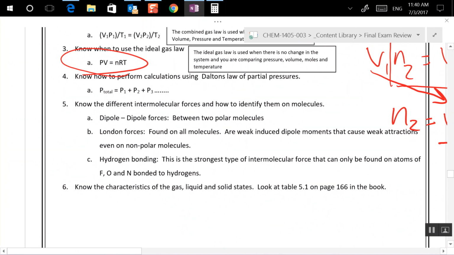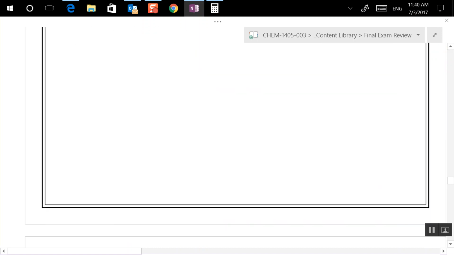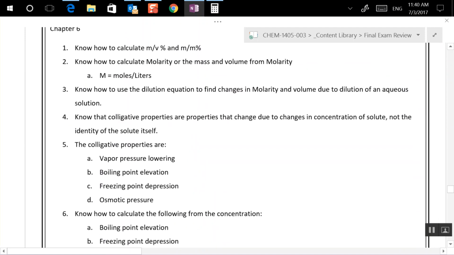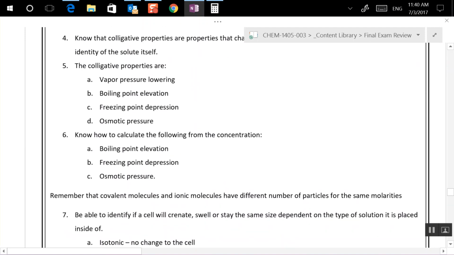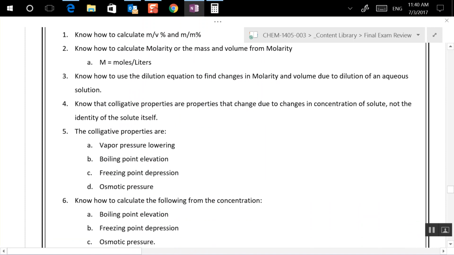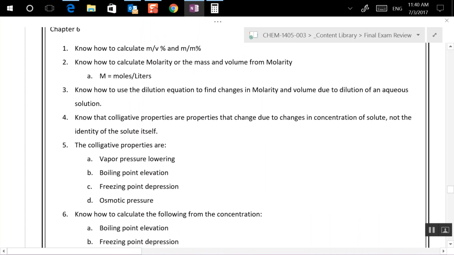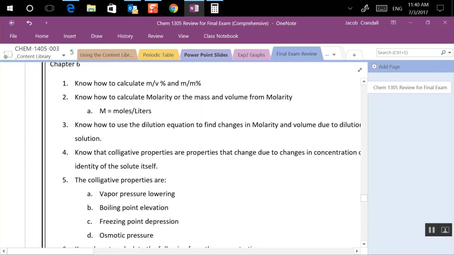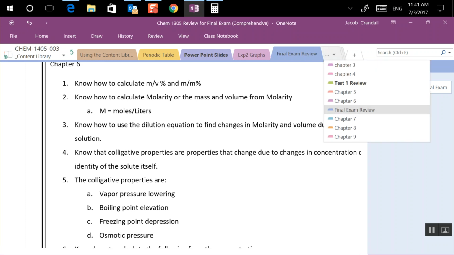Okay, what else? Chapter 6. I would hope chapter 6 isn't too difficult. You'll be given these equations. Know how to calculate molarity per volume. You know what I'm going to do? I am going to post the reference materials here for you guys.